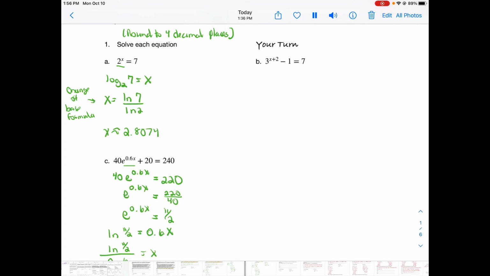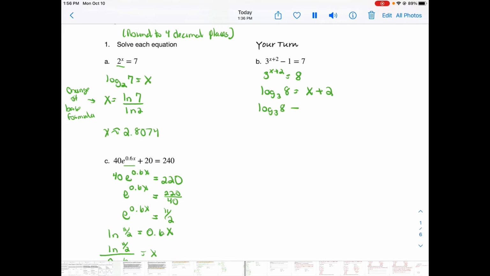Okay, the first thing I need to do is isolate my exponential term. So I'm going to add 1 to each side to get 3 to the x plus 2 by itself. Then I'm going to convert this to a logarithm, and so that'd be the log base 3 of 8 is equal to x plus 2. Then I need to solve this equation by subtracting 2 from each side. Now be careful. You can't take 8 minus 2 and get 6 because 8 is inside the logarithm and that 2 is outside, so you cannot combine these.